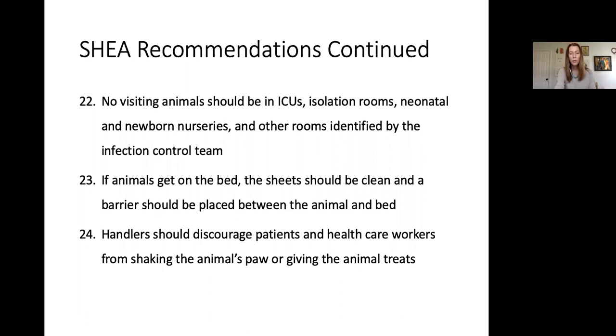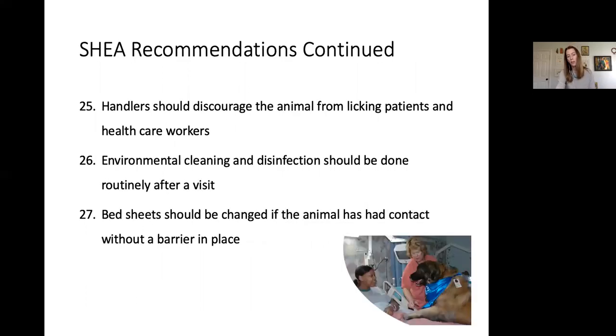It's difficult to do, but patients and healthcare providers should be discouraged from touching an animal's paw or from feeding the animal. And this is, again, to stop the exposure risks of these high-risk areas. It will also protect your therapy animal from the germs on the patient's hands. Therapy animals should not be encouraged to lick patients or healthcare providers. Again, this may be a case-by-case basis in terms of who you're working with population-wise, but you want to try to protect that patient and that therapy animal.